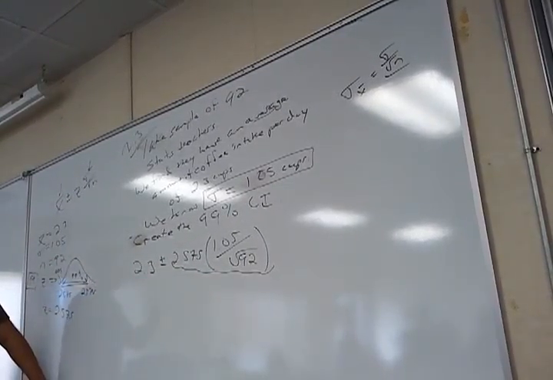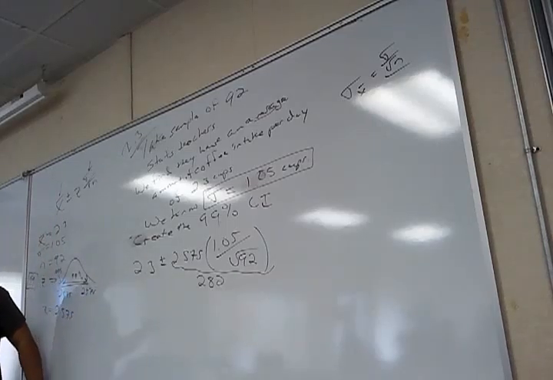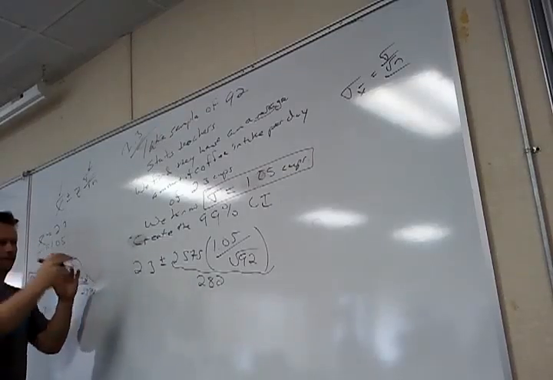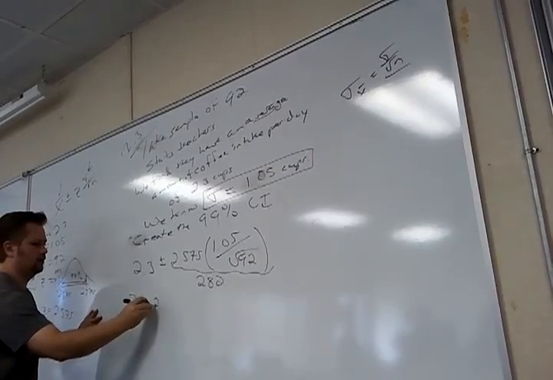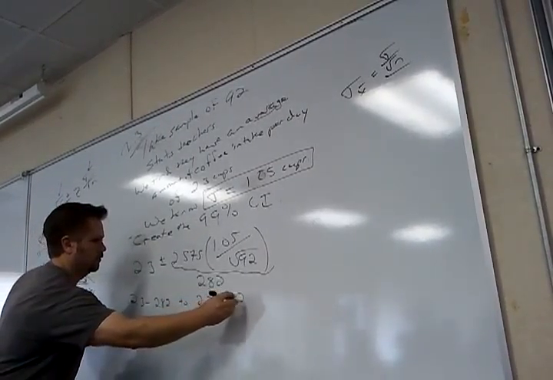And has anybody got that for me? 0.282. 0.282? So are you guys getting that for the error? So now I just take 2.3 minus that and 2.3 plus that, right? To get my interval from 2.3 minus this to 2.3 plus this.